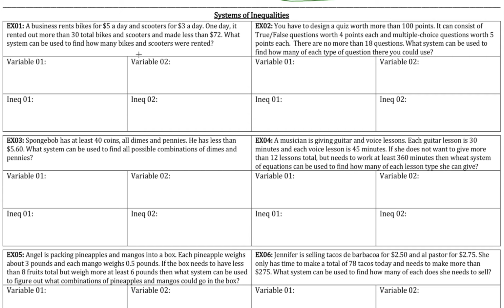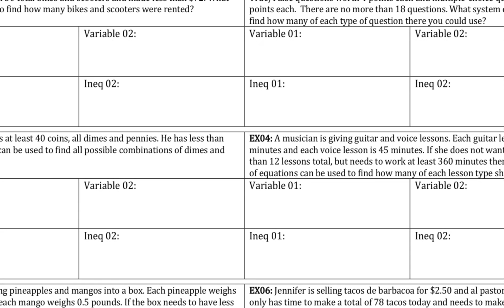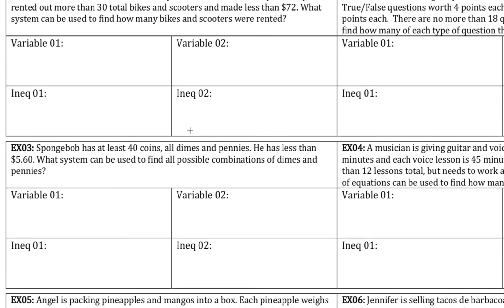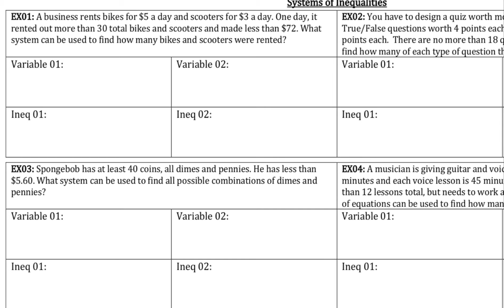First thing is I am going to attempt to zoom in so y'all can see this a little better. Okay, there we go. So it wants to know what system of inequalities can be used to find the number of bikes and number of scooters sold.